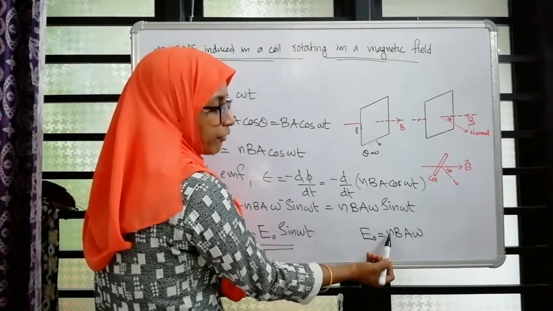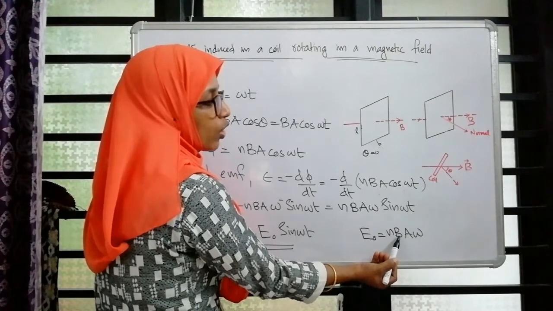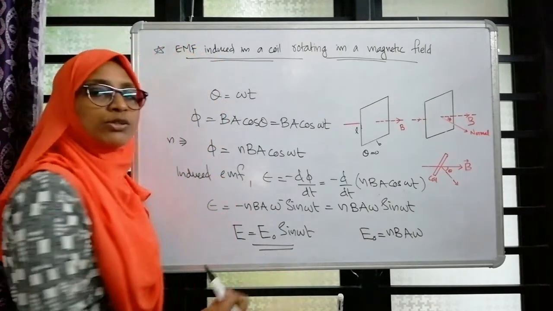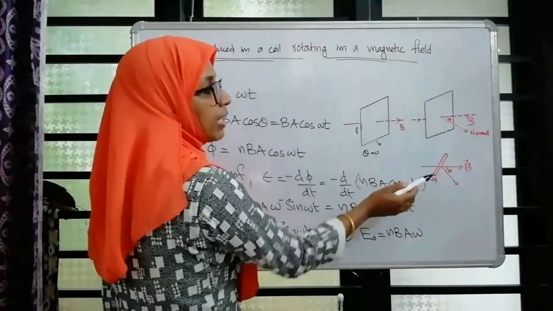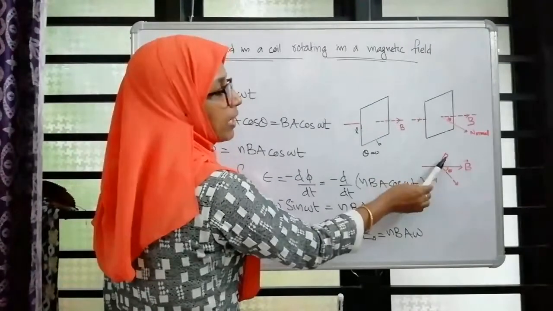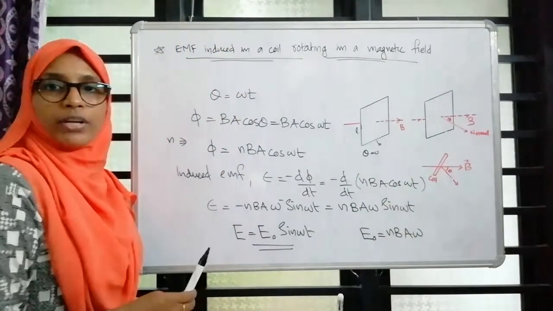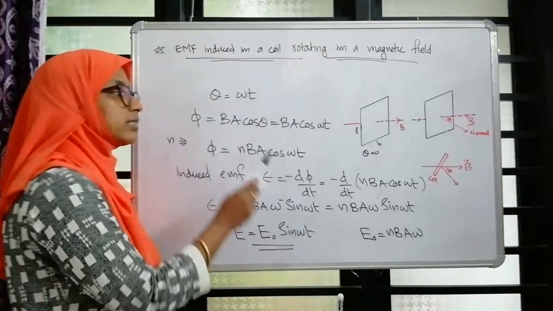N is the number of turns of the rectangular coil. B is the magnetic field in which the coil is placed. A is the area of the coil. Omega is the angular velocity with which the coil is rotating in this magnetic field. That is, this is the magnetic field and the coil is rotating, then the normal will also be rotating. So, there will be an angle between the normal and the magnetic field, that is taken as theta.